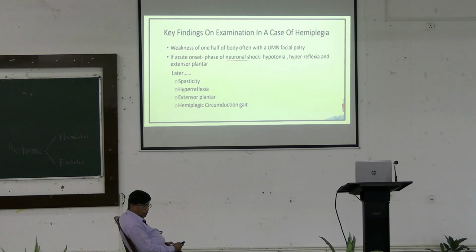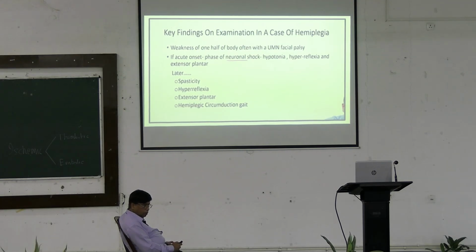Neurological shock means at that time the whole system is paralyzed. The features of corticospinal, upper motor neuron, lower motor neuron, you cannot elicit anything, because the patient is in a state of shock. The whole thing is paralyzed for a brief period of time, that is called the phase of neurological shock, but that will pass off in due time.